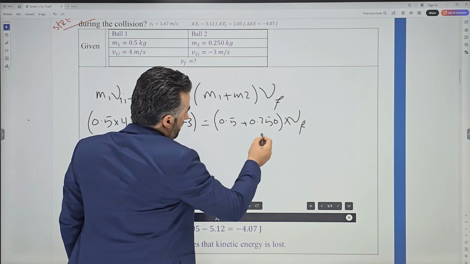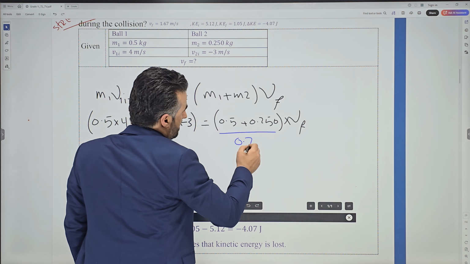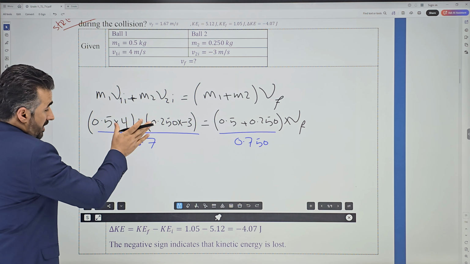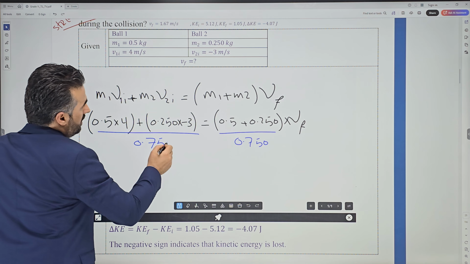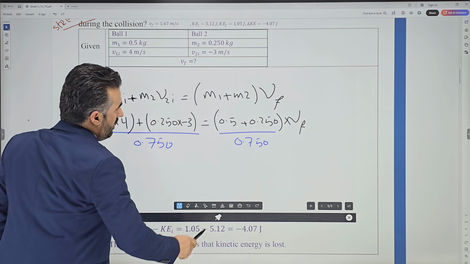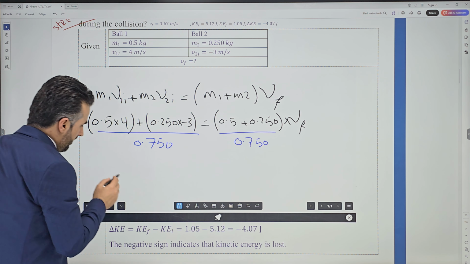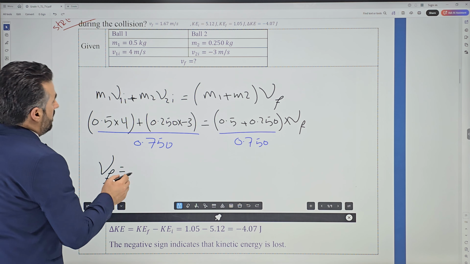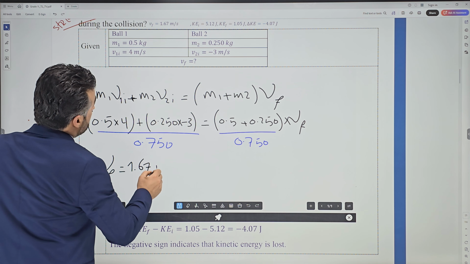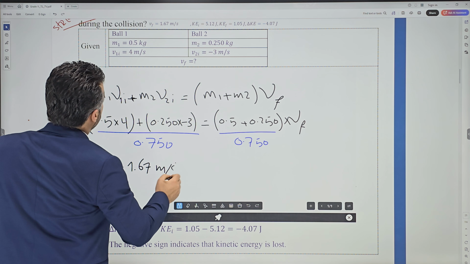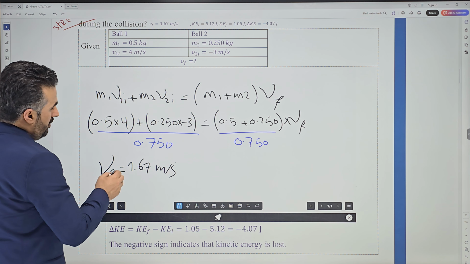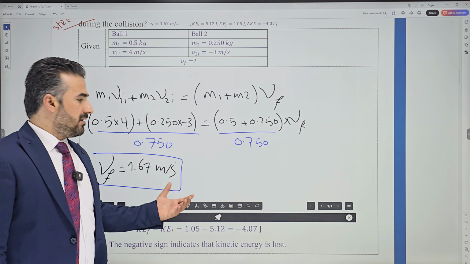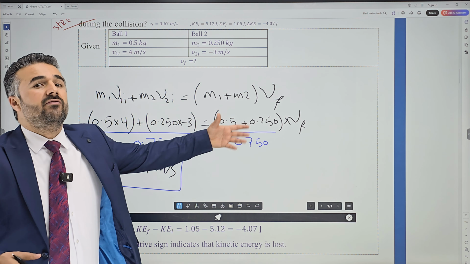After you do that, you have to divide both sides by 0.75. Once you do this, the answer divided by 0.75, this clearly cancels out, and you can find v final, which is going to be for both. V final is equal to 1.67 meters per second, and you can see that's positive, so obviously it is going to move to the right. That is how you can find v final, which we've learned before.